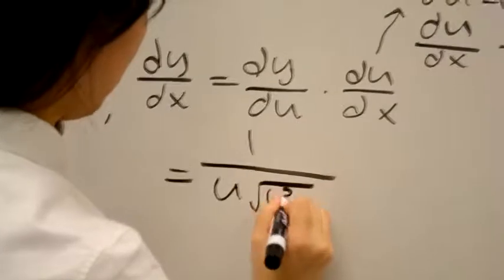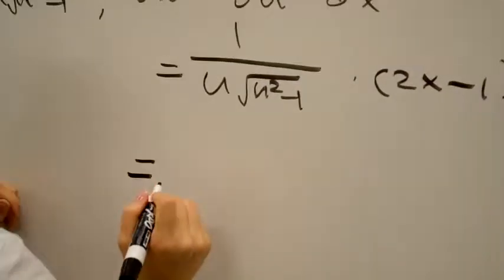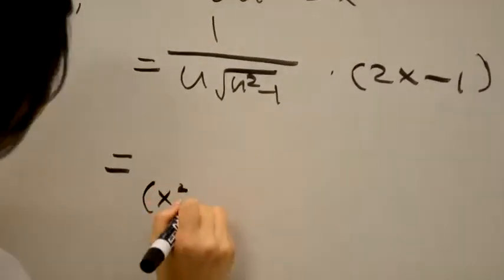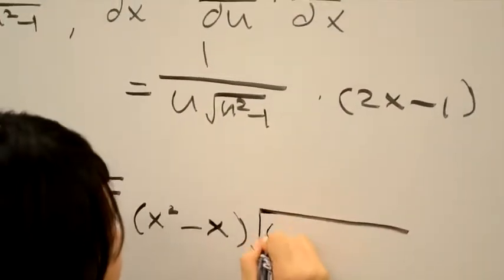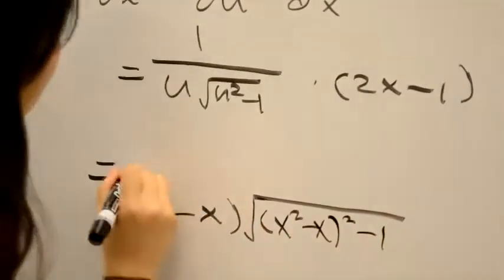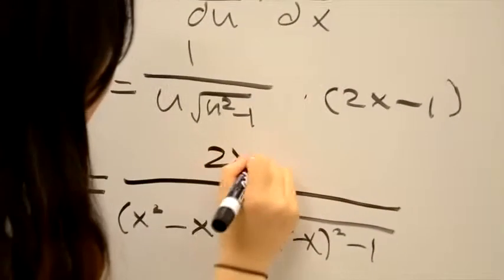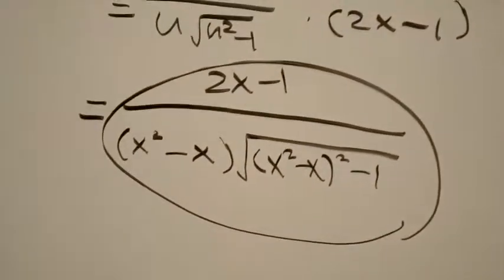And we know that dy/du is 1 over u times the square root of u squared minus 1. Then we're going to multiply it by du/dx, and we're simply going to put x squared minus x into u again. And that's going to give us the answer.